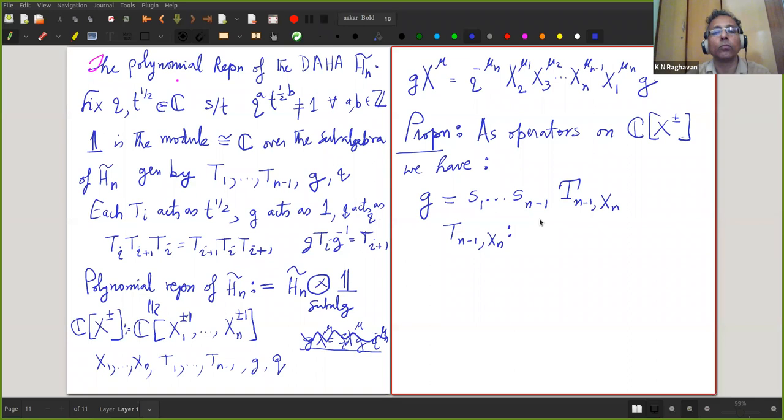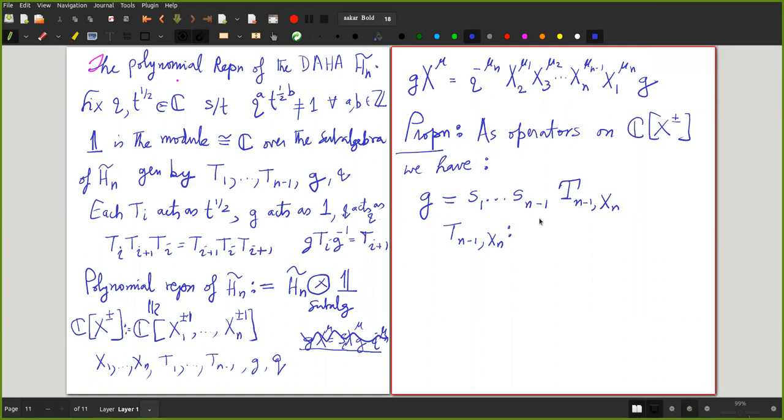Sure, sure. The first line on this page, in what setting is this equation true, are you saying? Is the G supposed to be 1 on the right-hand side or something? I don't understand. There is no G in the polynomial representation. No, as operators. It's an operator. Oh, these are operators on the space. Yeah, as operators. So it's an equation of operators. Okay, thank you.